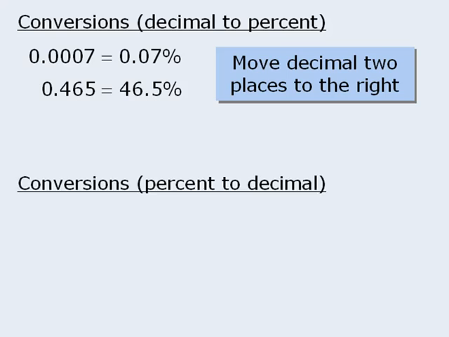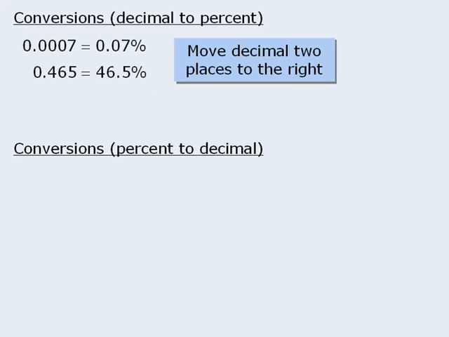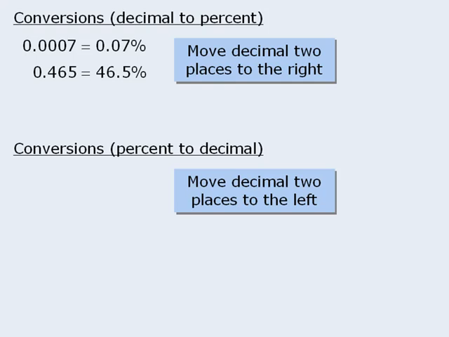Now, when it comes to converting a percent to a decimal, the rule is to move the decimal point 2 spaces to the left. So to convert 9.63% to a decimal, we move the decimal point 2 spaces to the left to get 0.0963. Applying the same rule, 125% converts to the decimal 1.25.